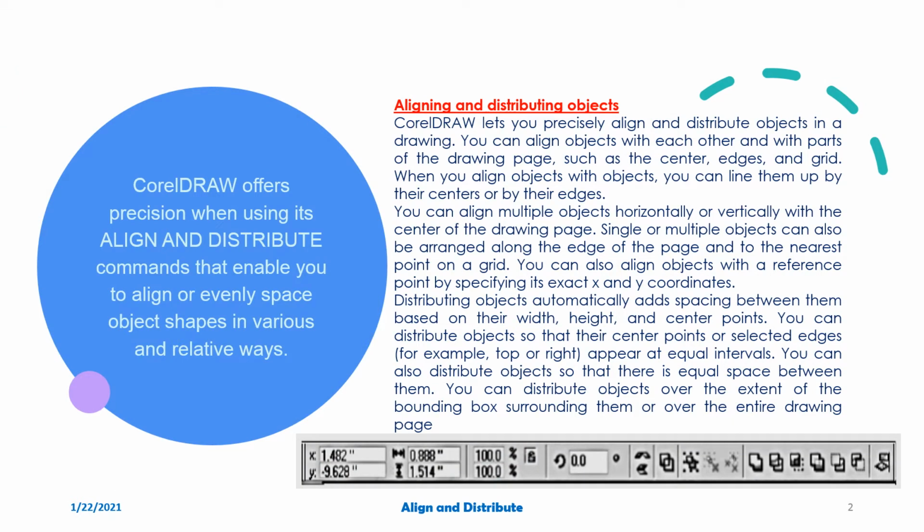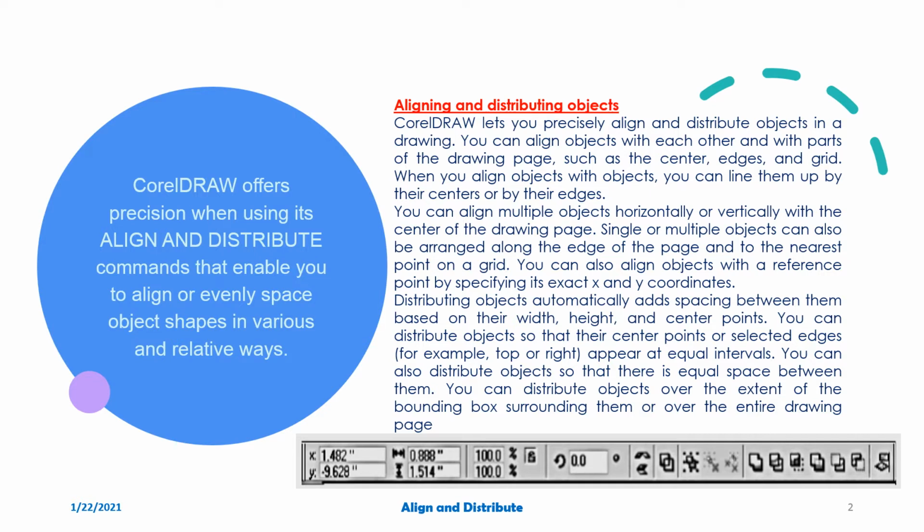Aligning and distributing objects lets you precisely align objects in a drawing area. You can align objects with each other and with parts of the drawing page, such as the center, edges, and grid. When you align objects with objects, you can line them up by the centers of their pages. You can align multiple objects horizontally or vertically. With the center of the drawing page, single or multiple objects can also be arranged along the edge of the page and to the nearest point on a grid.